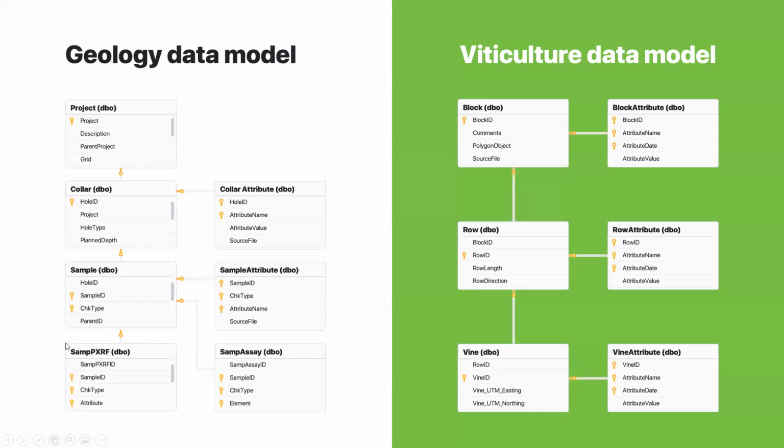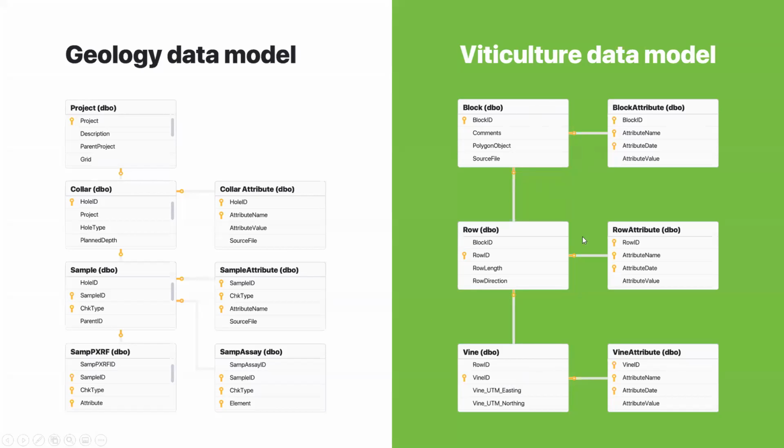And then we have some specific tables for various things, like the chemistry lives in a very specific table format because we want to carry metadata across, and the same with field portable XRF. And the analogy here is on the right, where we've got a block is sort of equivalent to a project, a row is equivalent to a hole, and a vine is equivalent to a sample.